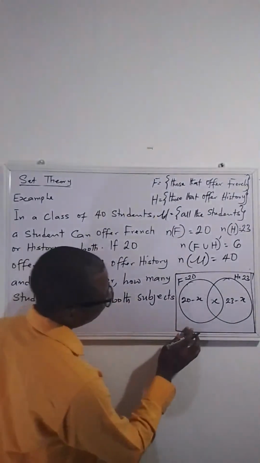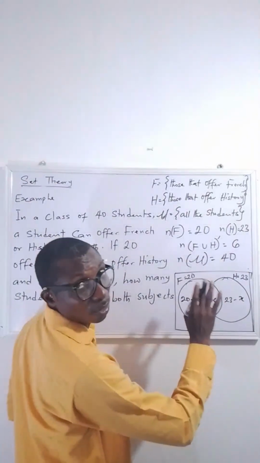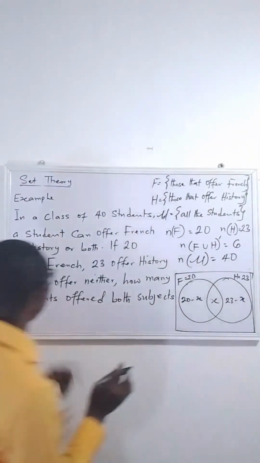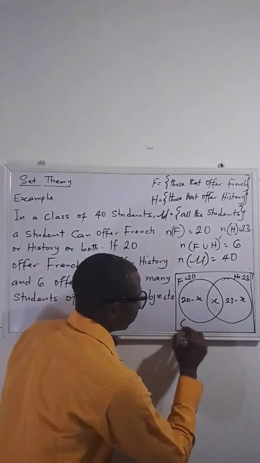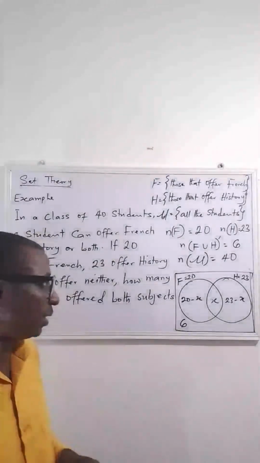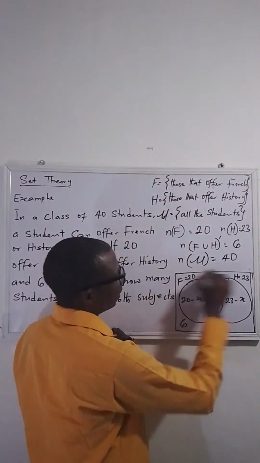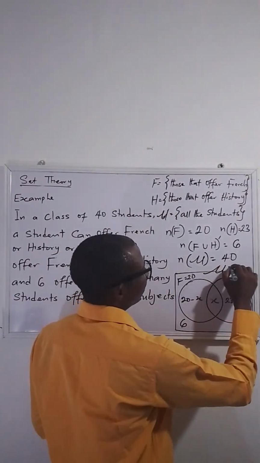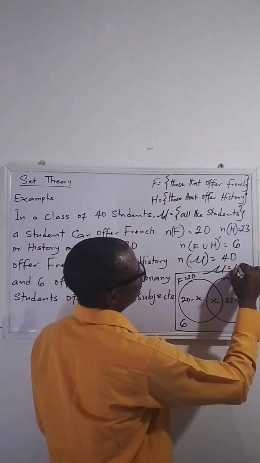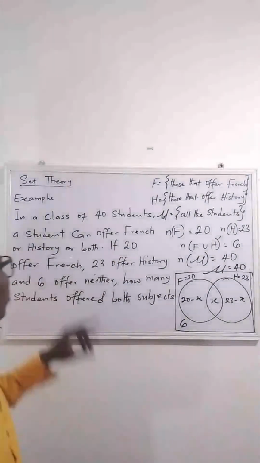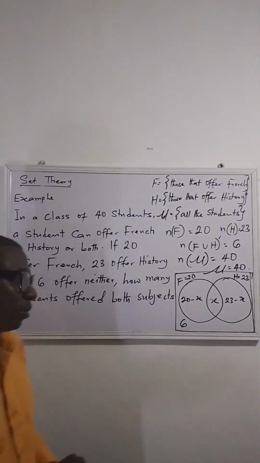Now, we have some students that did not offer any of the subjects. There are how many? 6 of them. Now, this rectangle we have here is our universal set. So the total number here is going to be 40. That is, the total number of students in the class is 40.